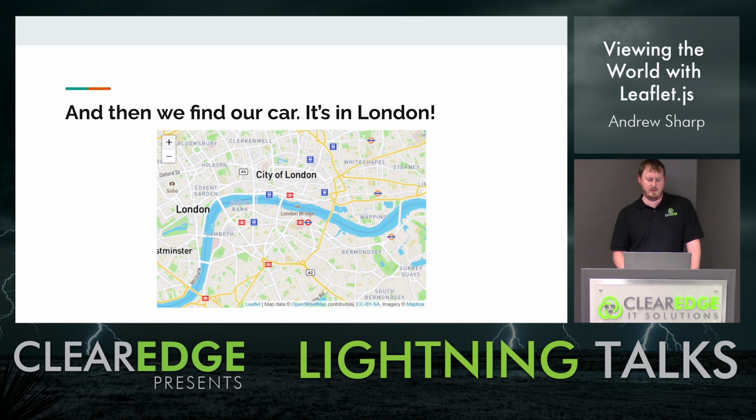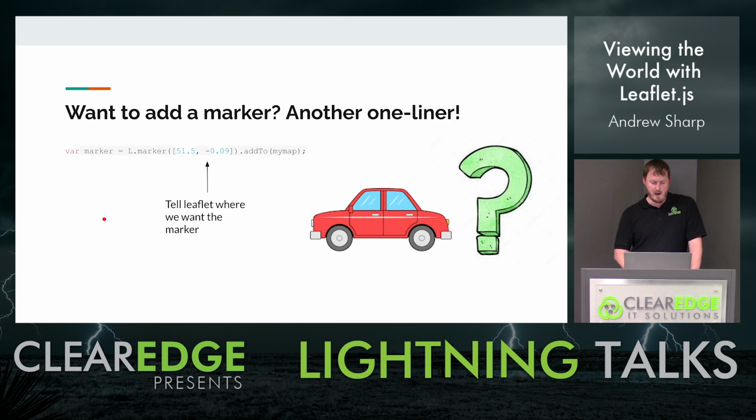So then let's add something else. Let's say, okay, we want to add a marker to our map. Well, it's another one-liner. We just create a marker object. We call leaflet.marker, tell it where, and then we add it to our map object again. And then boom, it's there. It's in London.